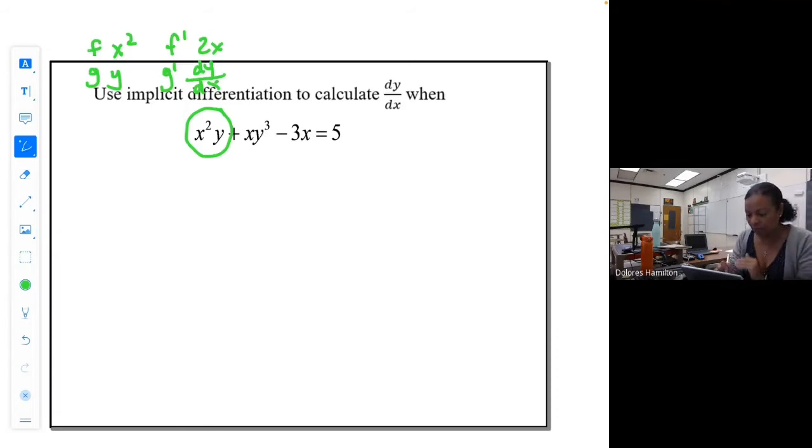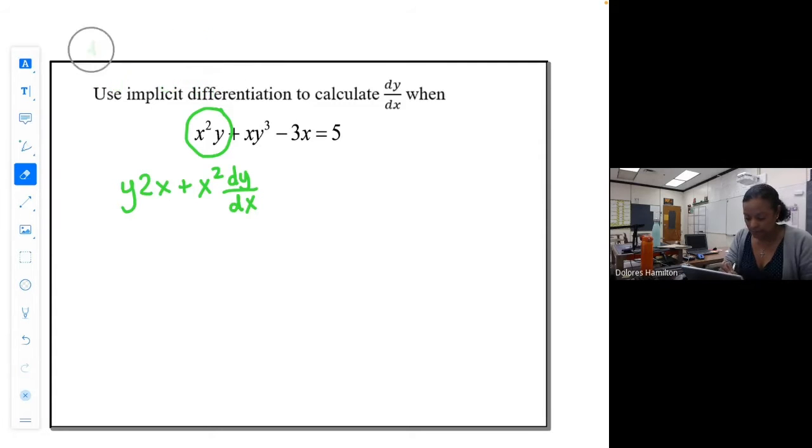That's our chain rule. So here we go. We start with g, so that's going to be g times f prime plus f times g prime. And it looks like that.